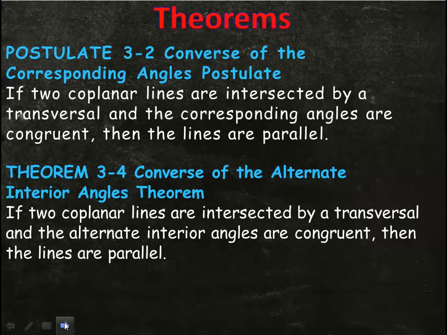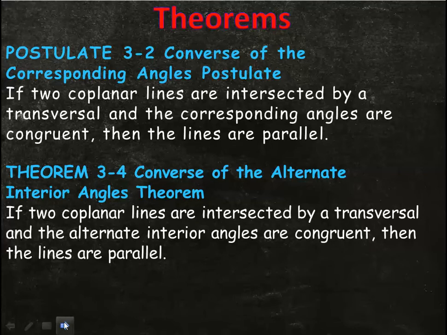The theorems that we're going to be going over are the converse of the corresponding angles postulate. If you remember the corresponding angles postulate, and you remember what a converse is, we're just flipping the hypothesis and the conclusion. So we're saying now if two coplanar lines are intersected by a transversal and the corresponding angles are congruent, then the lines are going to be parallel.